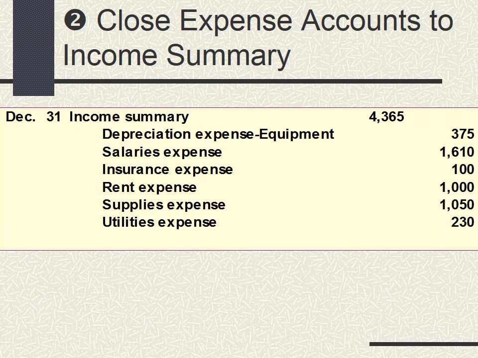Next, we close each individual expense account, and that's a big reminder that each one needs to be closed. You can't just write the word expenses, but you have to close salaries and insurance and rent and depreciation expense, utilities. Each one has to be closed. Close an account such as expenses that normally has a debit balance with a credit.